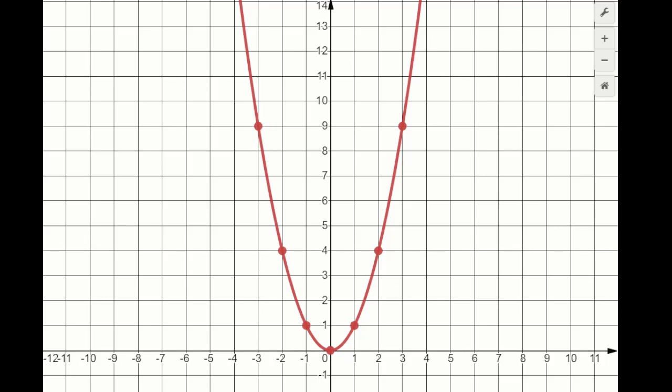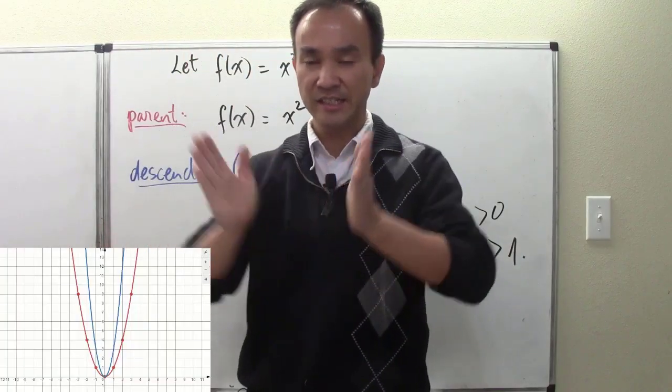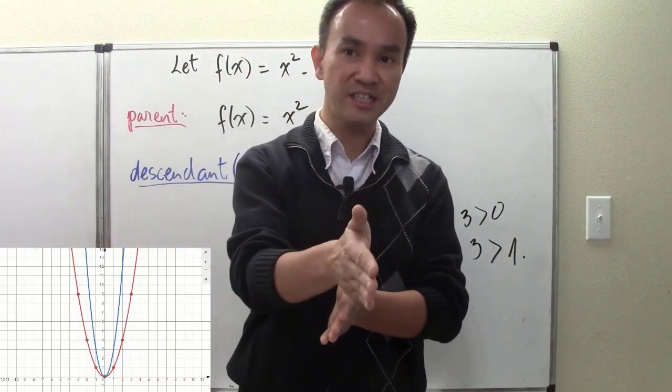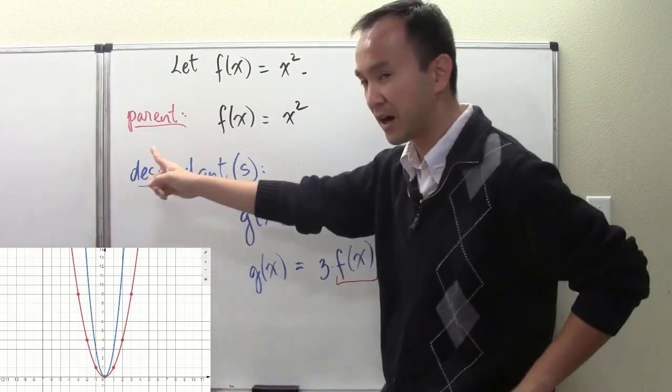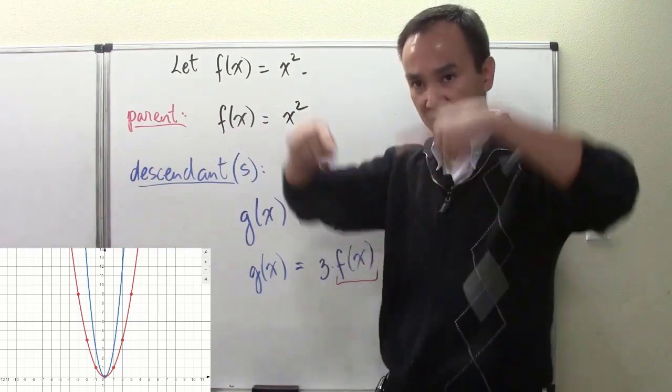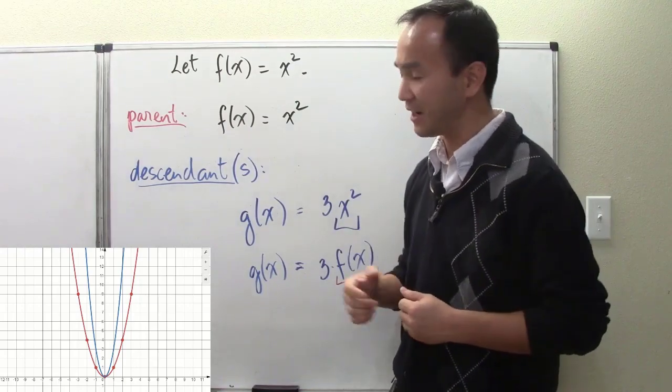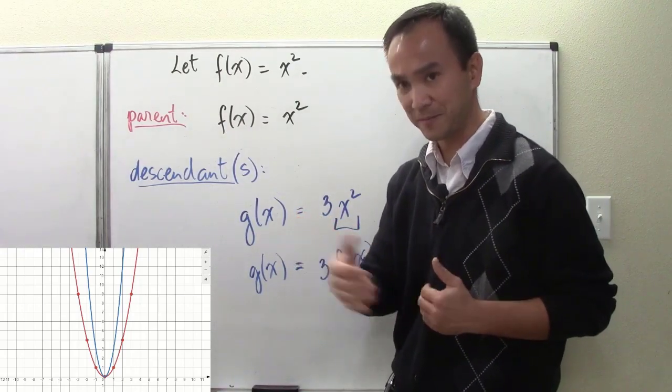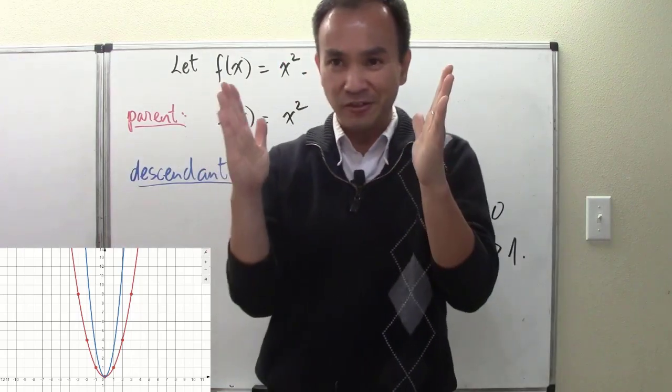Now I am going to quickly graph g of x. So now this is g of x. Fundamentally, g of x has the exact same shape, and that's the trait this descendant has carried over from its parent. It still has that shape, but it already has some difference. So what's that difference? It seems like this graph here is thinner.